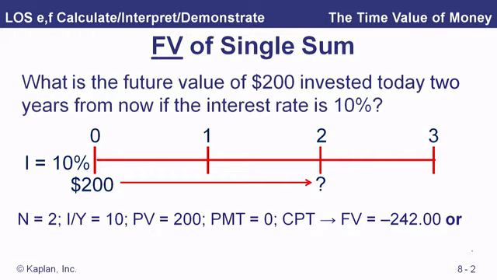N is 2, our interest rate's 10. Notice we entered the interest rate as a whole value here, 10%. The present value is 200. The payment is 0, right? There's no other payments made into this account. And so that future value from the calculator, we get minus 242. Now we get the opposite sign of the present value.